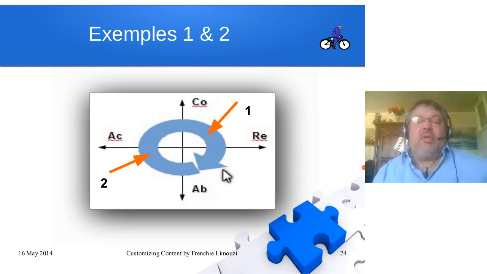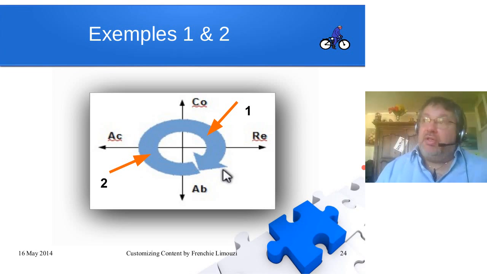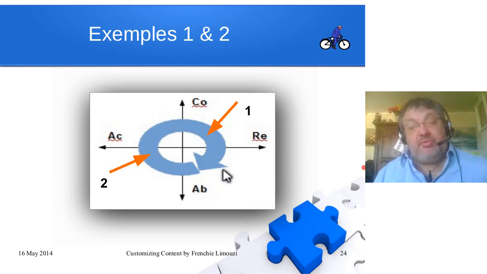But the loop is the same, absolutely the same. It's possible to do on distance, it's possible to do in face-to-face. I think it's easier on distance, because in face-to-face you must do 4 courses.